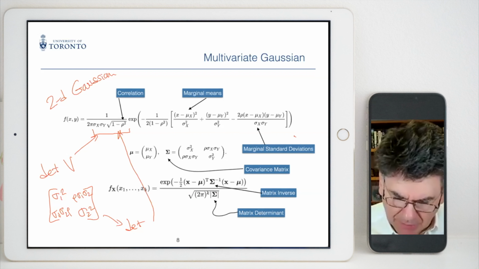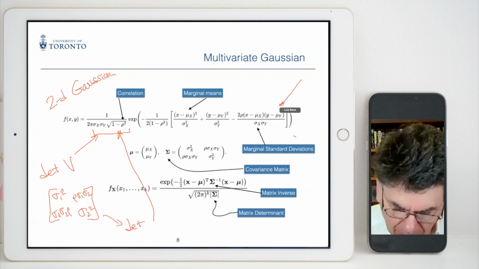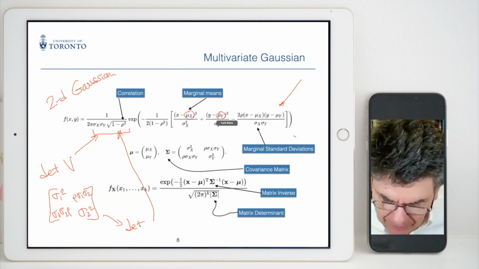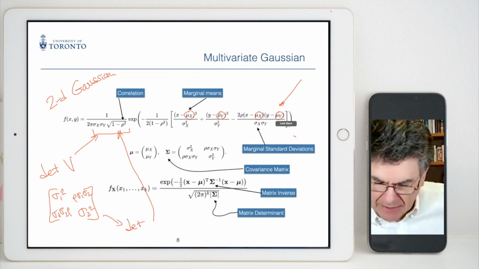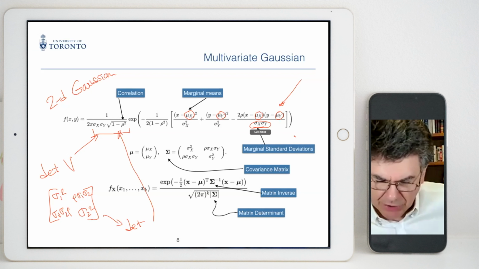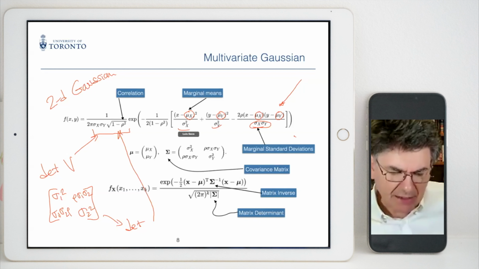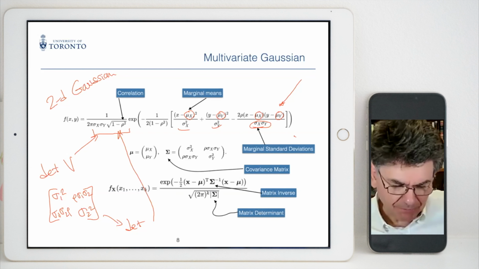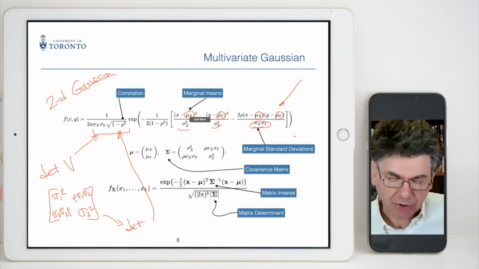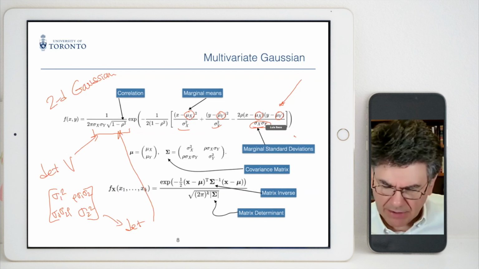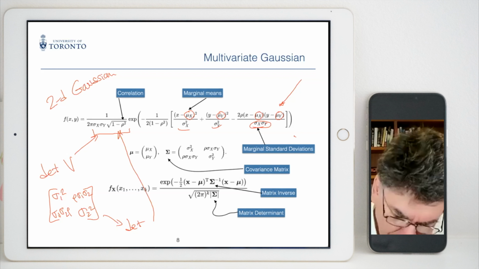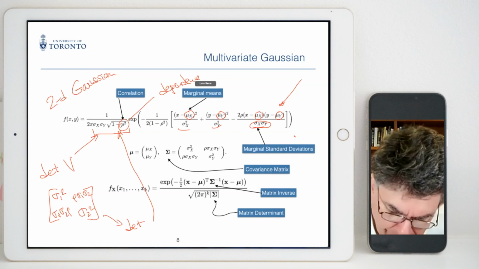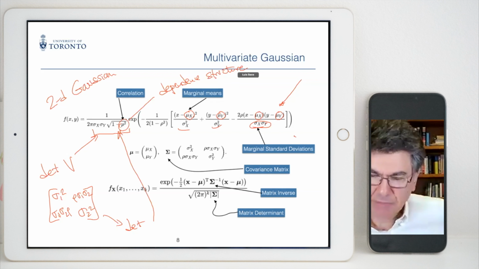And similarly, the exponent has this thing here, where these are the means, the expectations of the marginals, and these are the marginal standard deviations. So in this case, the Gaussian is expressed very neatly using the marginal structure given by the mean and the standard deviation, and the dependence structure, which in our case is given by a single number. So the correlation is what determines the dependence structure. Dependence structure by correlation. This is significant.